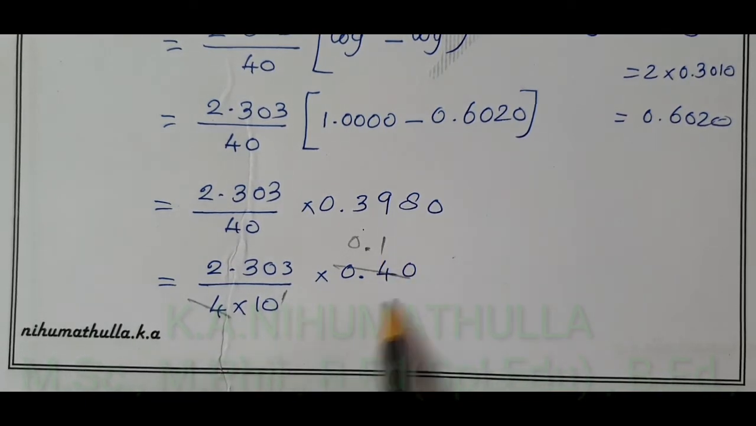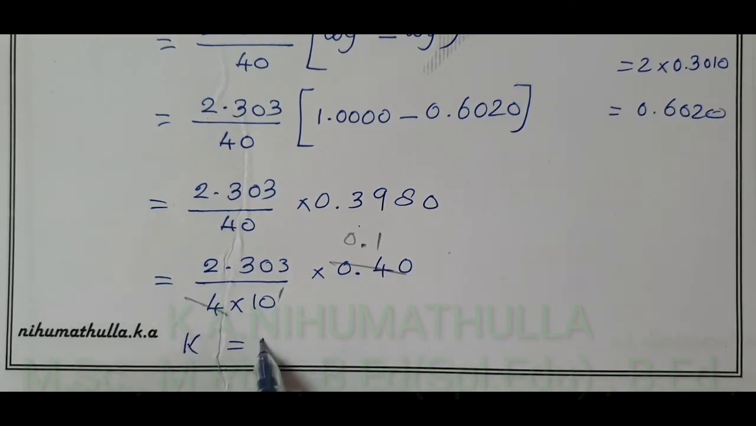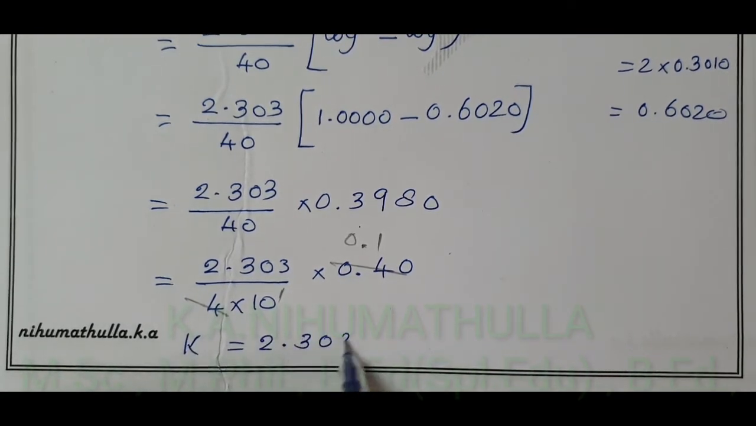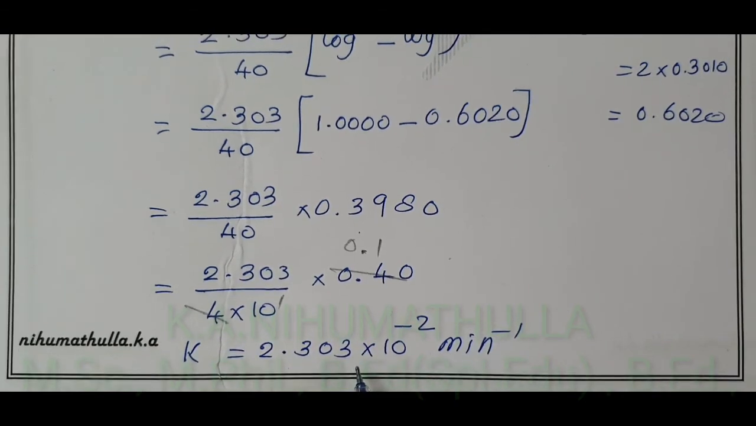This, when you bring to the numerator, gives the K value for the first order reaction as 2.303 into 10 power minus 2 minute power minus 1. Using this, now we are going to calculate the T half.